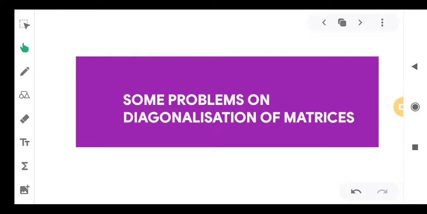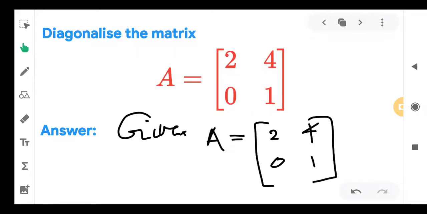For diagonalizing a matrix, we require some necessary and sufficient condition. But anyhow, for you, you have to see how a diagonalizable matrix can be diagonalized to a diagonal matrix by finding the corresponding invertible matrix P. So let's begin with a 2 by 2 matrix. This is a question: diagonalize the matrix A equal to the matrix 2, 4, 0, 1.